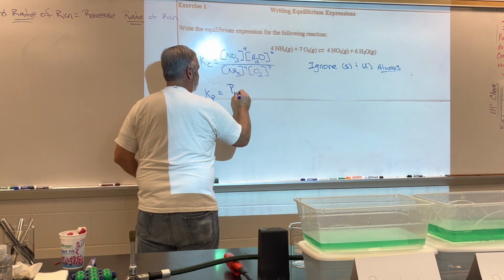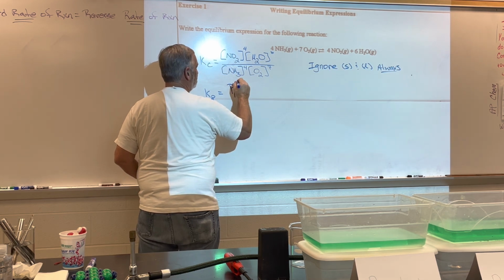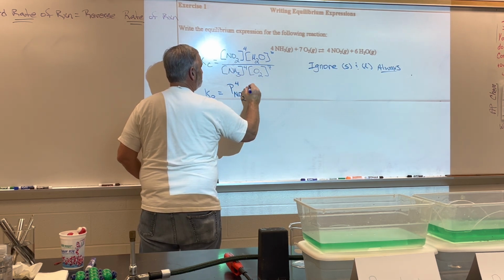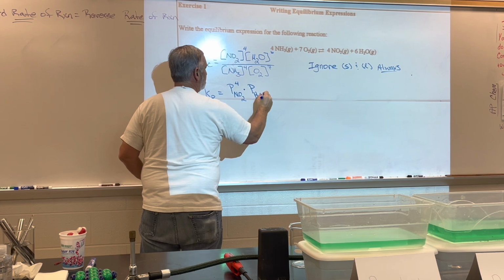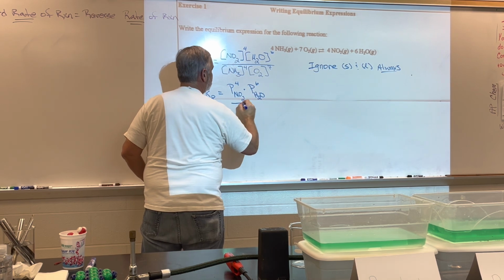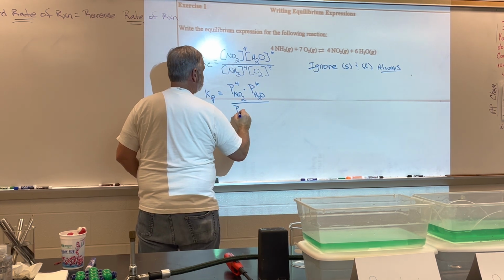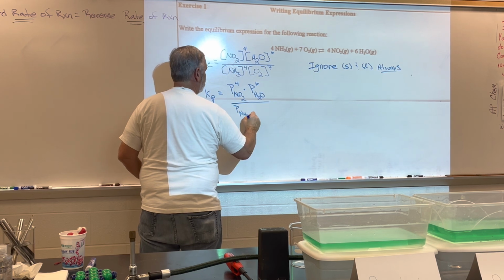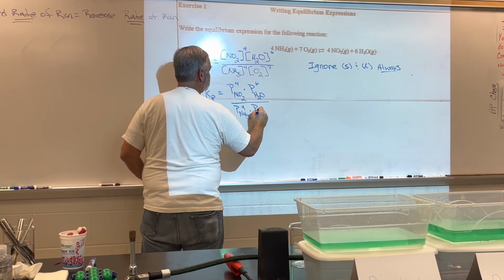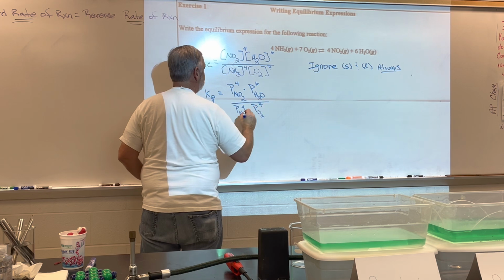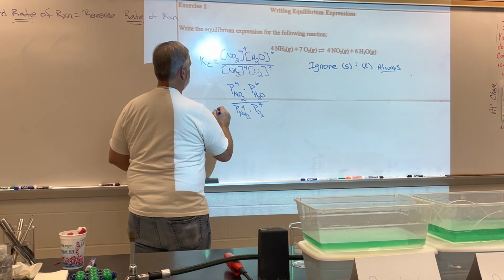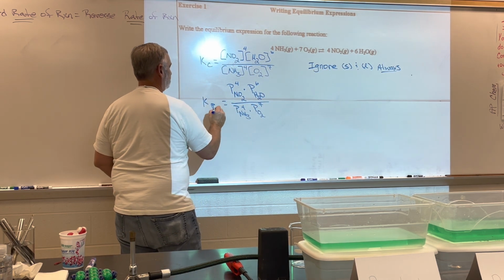The pressure of the NO2 raised to the 4th power times the pressure of the H2O raised to the 6th power divided by the pressure of the NH3 to the 4th power times the pressure of the O2 to the 7th power. I like my equals in the middle.